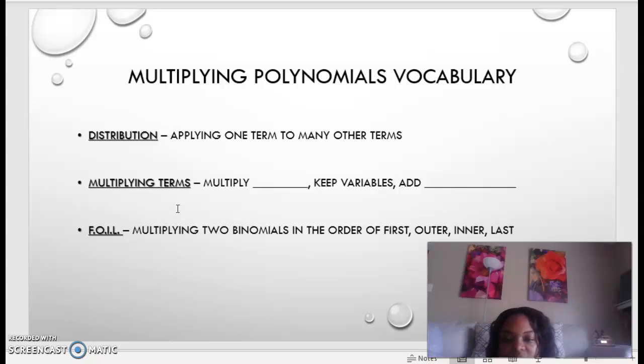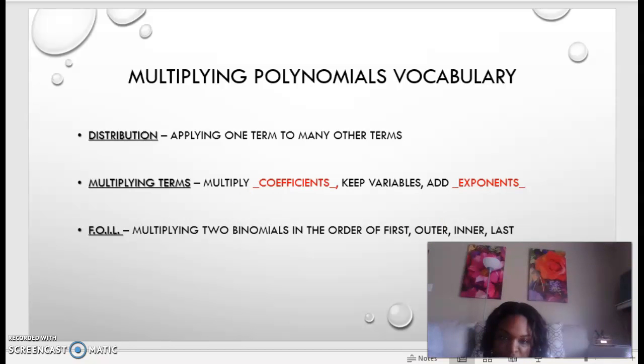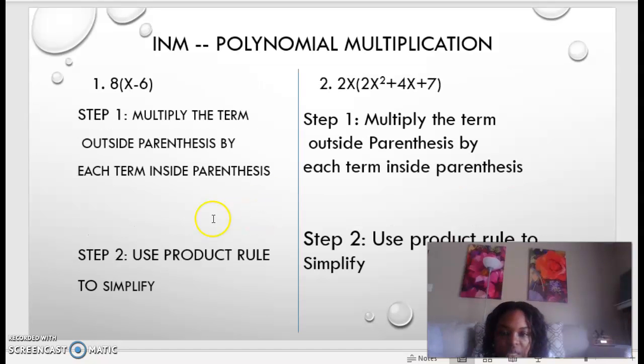So we multiply something, we keep our variables the same, and then we add something. And then for 4, we're multiplying 2 binomials in the order of first, outer, inner, last. So on the next slide, I'm giving the answers to those blanks. We're multiplying the coefficients, so the numbers in front of the letters get multiplied, and we add the exponents, so the numbers in the top right corner get added. So let's look through a couple examples here.